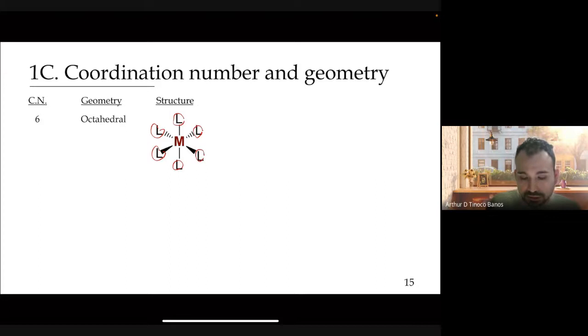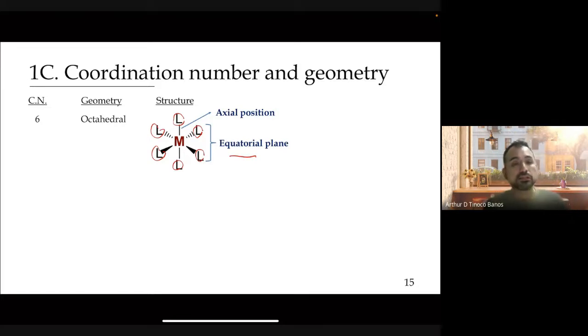But again, using this formality, you have the axial position, and then you have the equatorial plane that is perpendicular to your perspective, and perpendicular to the plane of your screen. And then you have the corresponding 90-degree ligand-metal-ligand bond angles. Okay. Any question before we move on? This idea of correlating coordination number and geometry. Again, you can post your questions in the chat.